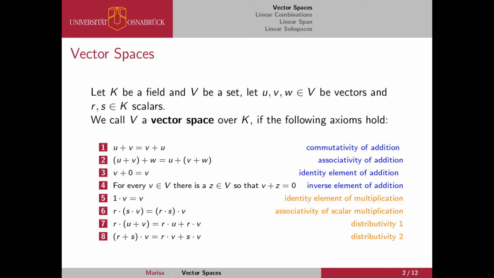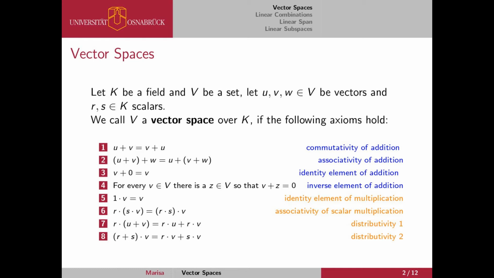And the sixth rule is the associativity of scalar multiplication. So r and s are scalars here, and v is a vector. And now the direction of the multiplication should not matter. So it doesn't matter if you first in brackets multiply the scalar s with the vector v, and then you multiply it with the scalar r, or whether you multiply r and s, so the scalars together first, and then multiply them with the vector.